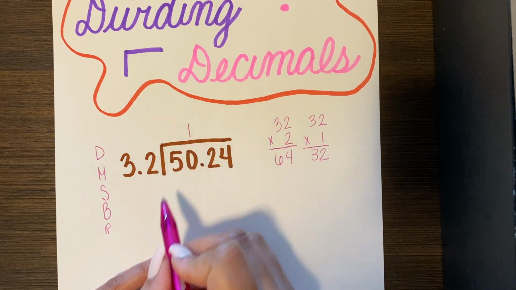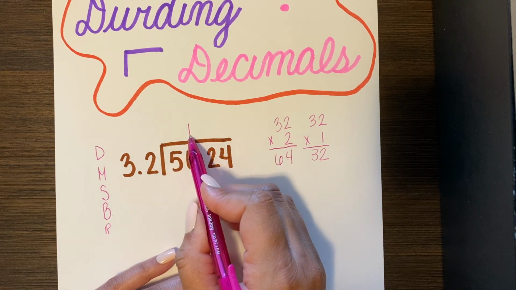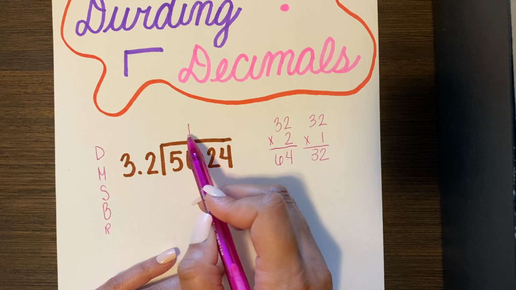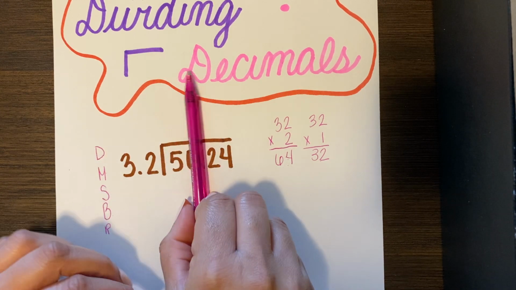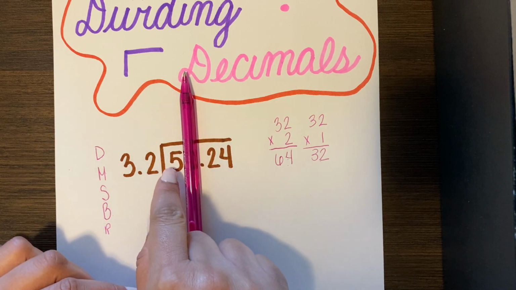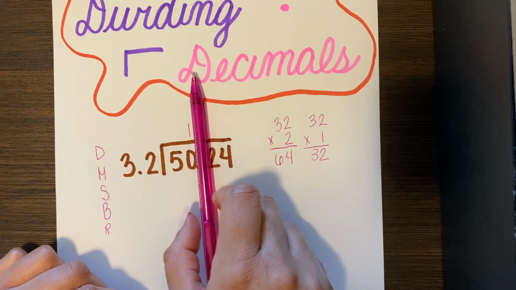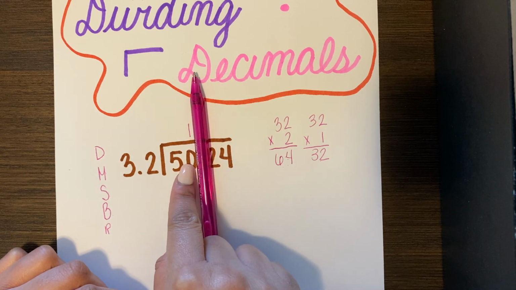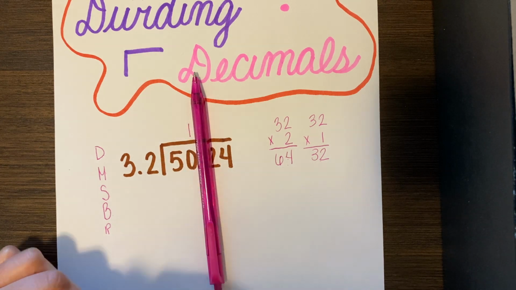One time. Placement is everything. I'm not going to put the 1 on top of the 5 because as we stated, 32 cannot go into 5, okay? It can go into 50. So my first digit of my quotient will be placed over that 0 in 50.